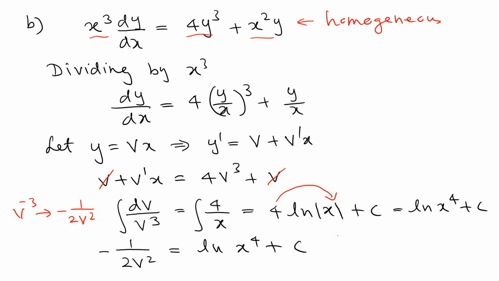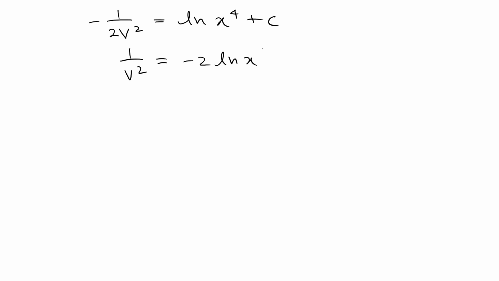So that means we solve for v now. We just need a little bit of algebra, but we are almost done. So let's do that part. Next, to cancel the fraction, we multiply by negative 2 on both sides. So we can write this as 1 over v squared equals, when you multiply by negative 2, negative 2 ln x to the 4 minus 2c. We can call it c1. Okay, and then we can bring this one over there as a power.